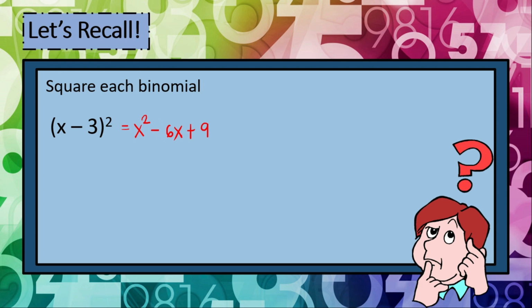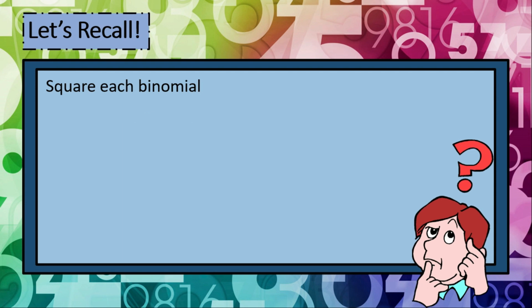Let's have another example. If we're going to square m plus 5 raised to the second power, again we square the first term, we have m times m and that is m squared. Next is twice the product of the first and last term. So m times 5, we have 5m, times 2, we have positive 10m. And lastly, we're going to square 5. 5 squared or 5 times 5, the answer is 25.